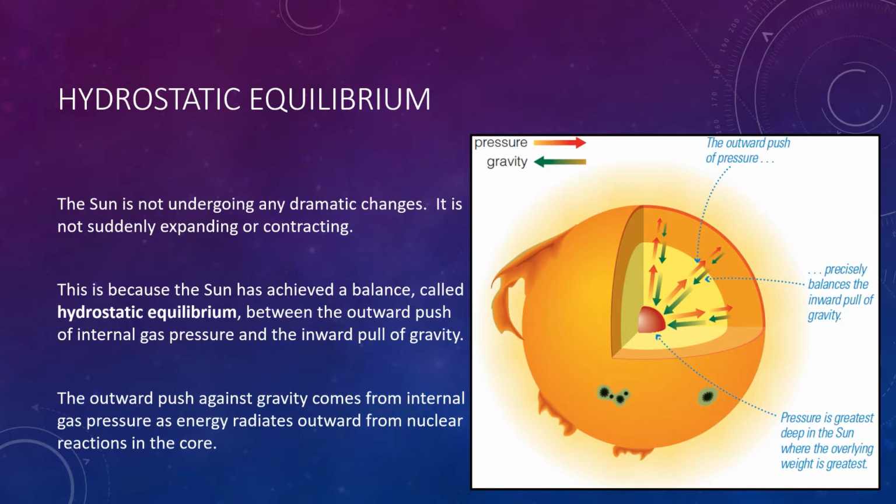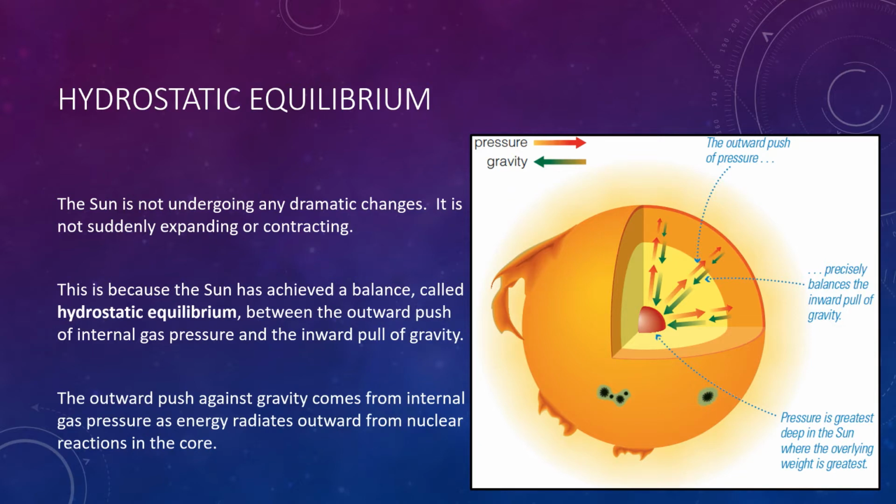All right, so we're going to start talking a little bit about the internal workings of the sun, which will transition us into our next topic in the next video, which is the structure of the sun. The sun is not undergoing any dramatic changes. It is not suddenly expanding or contracting. This is because the sun has achieved a balance, which is known as hydrostatic equilibrium, or you'll sometimes hear me say gravitational equilibrium, between the outward push of the internal gas pressure and the inward pull of gravity.